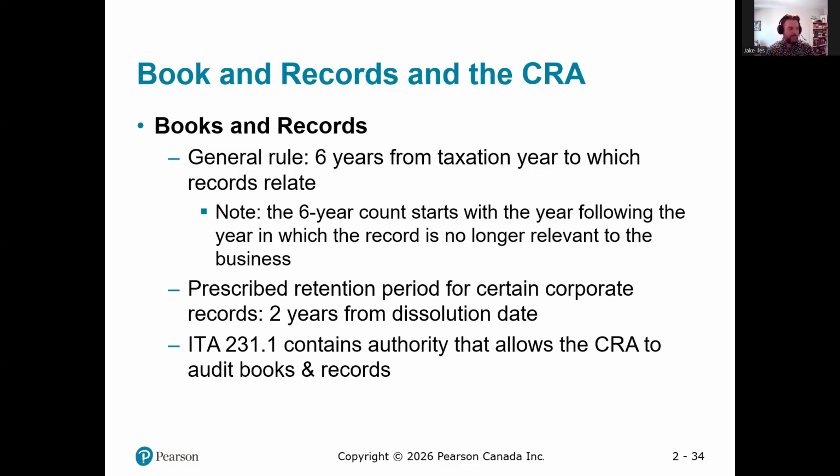The reason for this, the 6 year count starts with the year following the year in which the record is no longer relevant to the business. Meaning, because my 2024 income isn't filed until 2025, then we probably want to go 6 years from that date, assuming I filed on time. So 6 years from 2025 is 2031. For this reason, public accounting firms say 7 years. We have 6 years plus the year after, which is no longer relevant. So we often advise people hang on to your stuff for 7 years.